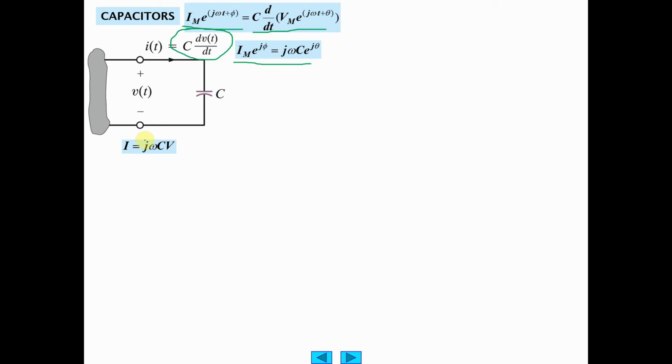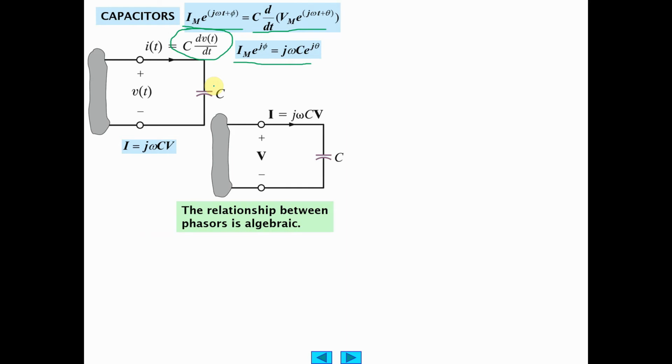I is equal to j omega C times V. So that expresses that I leads the voltage. Remember previously that the voltage led the current in inductors? In this case, the current leads the voltage.